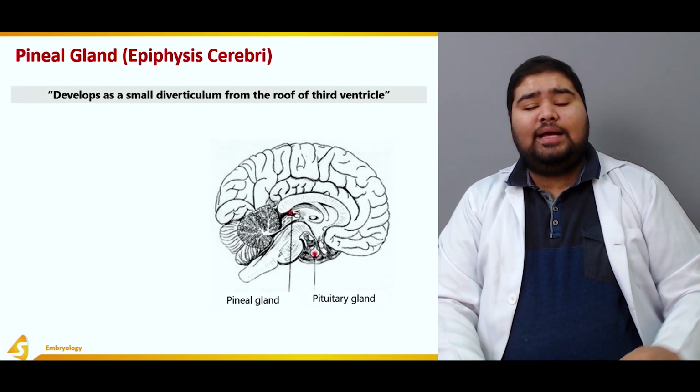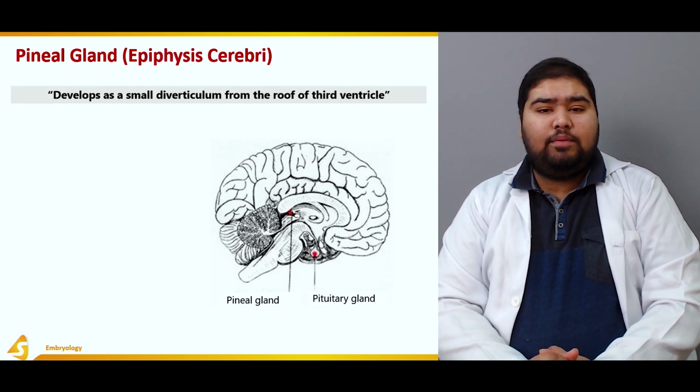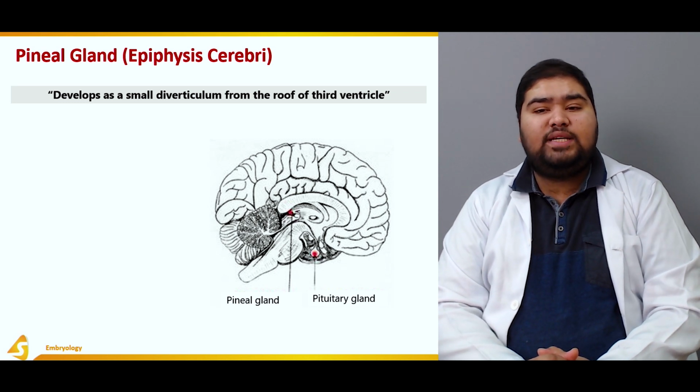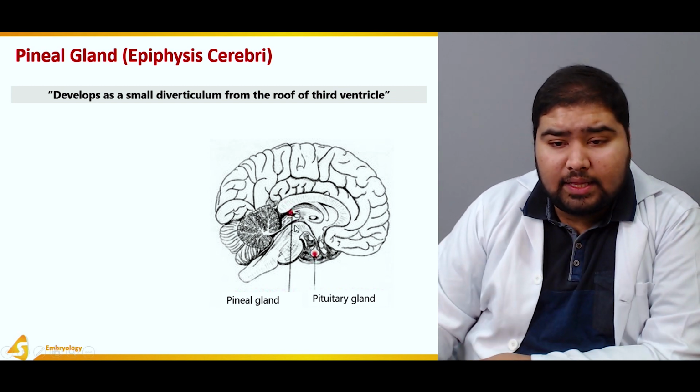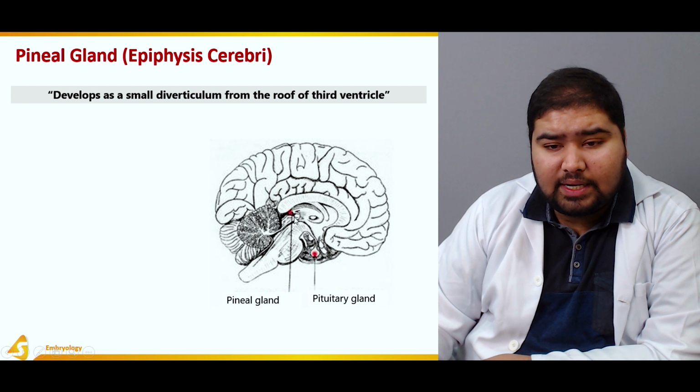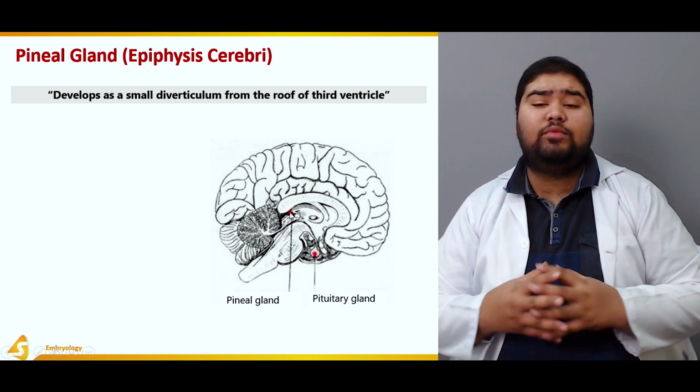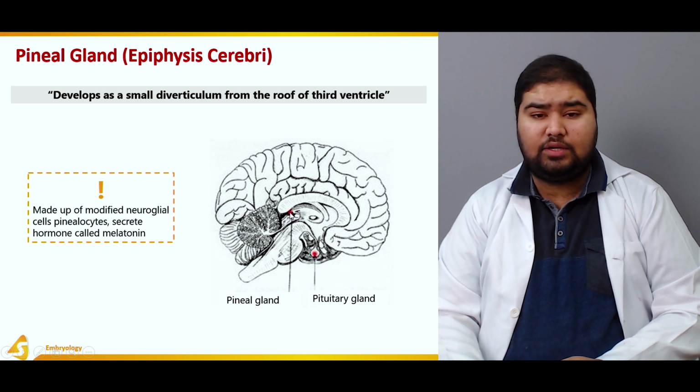So, pineal gland, also known as the epiphysis cerebri, it develops as a small diverticulum from the roof of the third ventricle. So, in the figure, you can see this is the region where the pineal gland lies. This red small dot actually develops from the roof of the third ventricle.